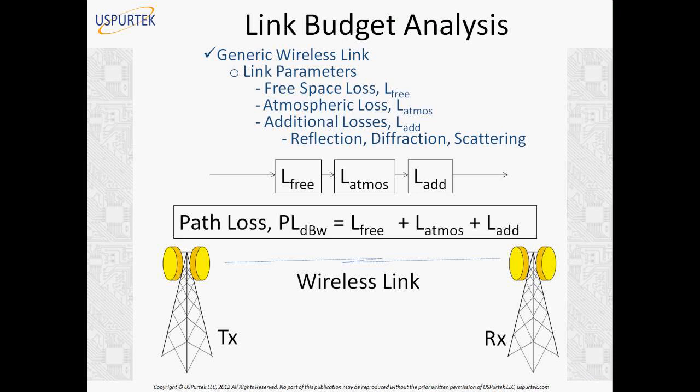Next, we have the link parameters. We have the free space loss, atmospheric losses, and additional losses, which could happen due to reflection, diffraction, and scattering. So the path loss will be an addition of all this. We just add up the free space loss, which is happening due to the distance and the frequency, and the atmospheric loss, which is due to the presence of oxygen, water vapor, fog, and all that. And what are the additional losses?